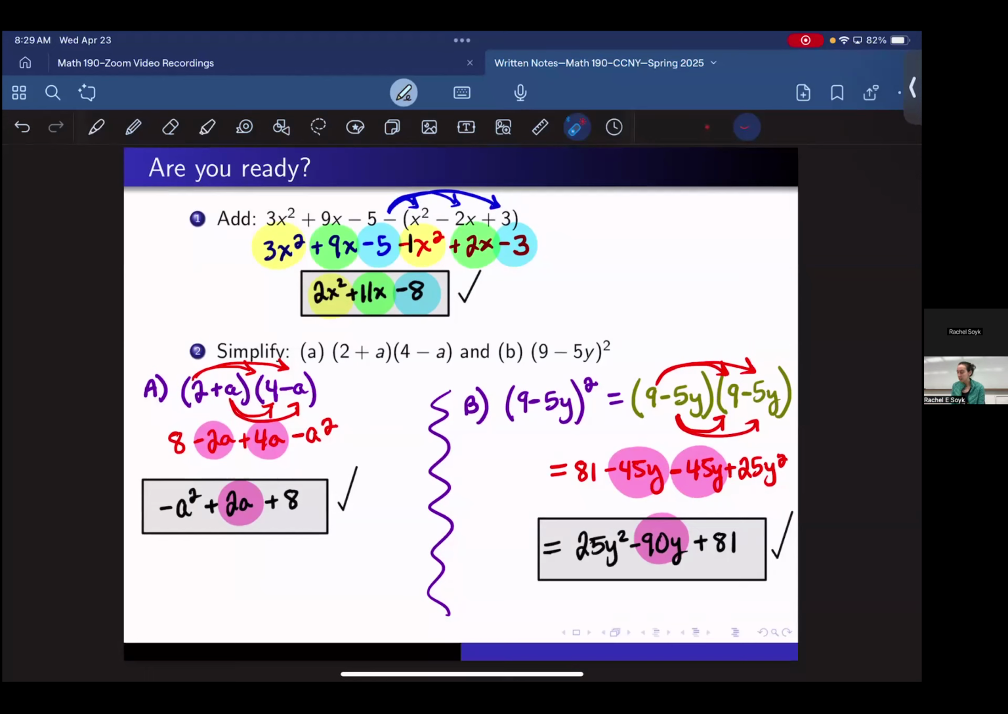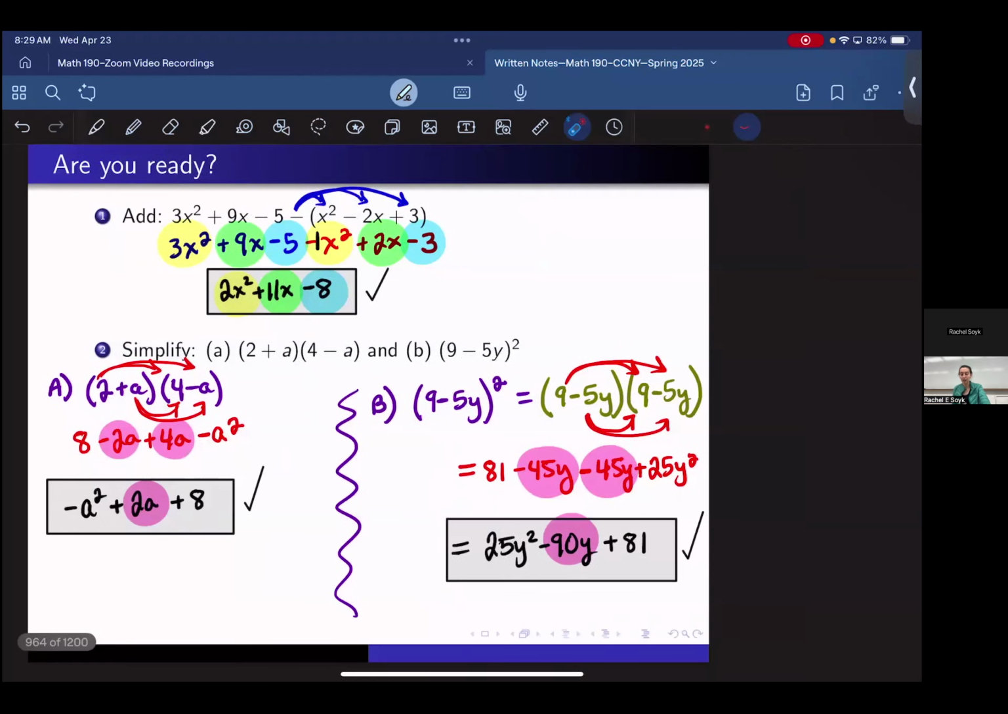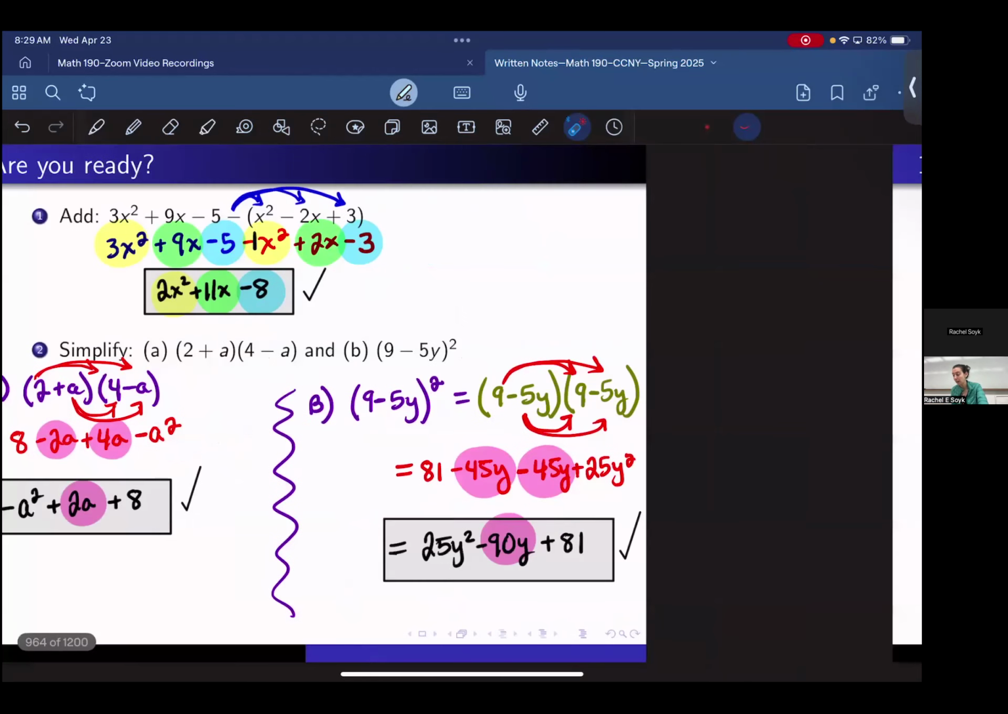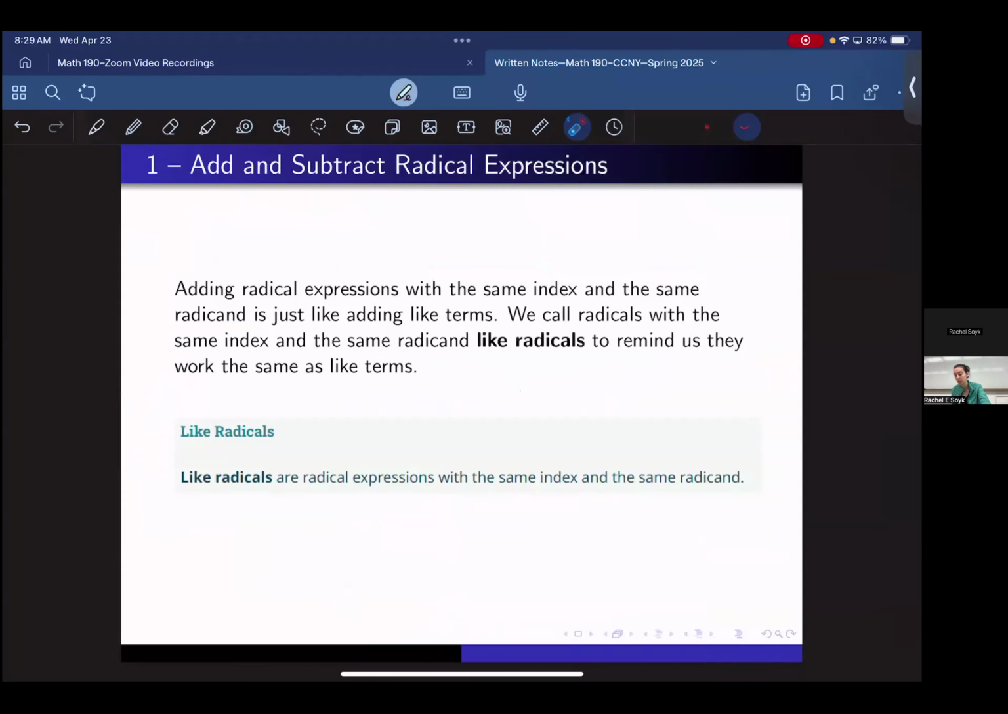All right, so let's jump into our first objective for today. We have a little notes section on adding and subtracting our radical expressions. Maybe I'll have a student read this. Herlinda, do you think you can read this for me? Like radicals are radicals with the same radicand and the same index, to remind us they were the same as like terms.